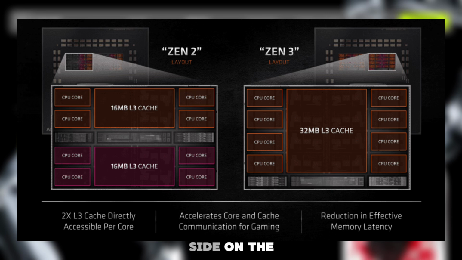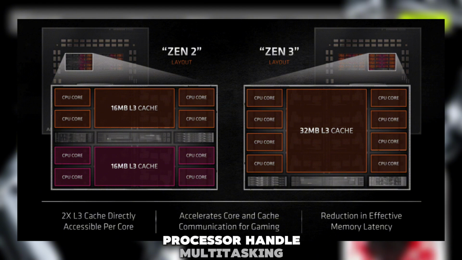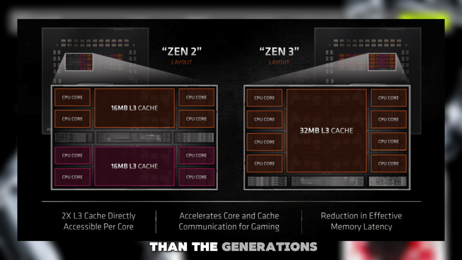Now look at the Zen 3 side on the right, the architecture used in our Zen chip. That middle wall is completely gone. All 8 cores are now in one big room and they all share a massive 32 MB pool of L3 cache. This is the big change I mentioned. By removing that physical and logical barrier, AMD allowed data to move across the chip almost instantly. This is the secret to why this processor handles multitasking so much better than the generations before it.